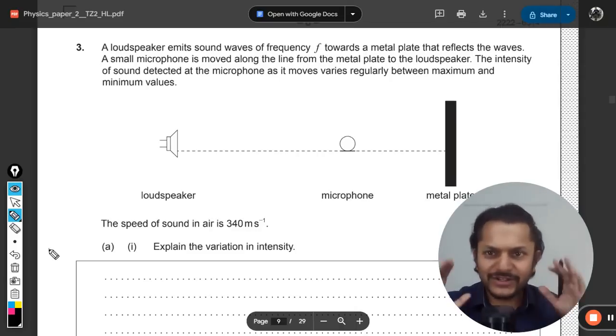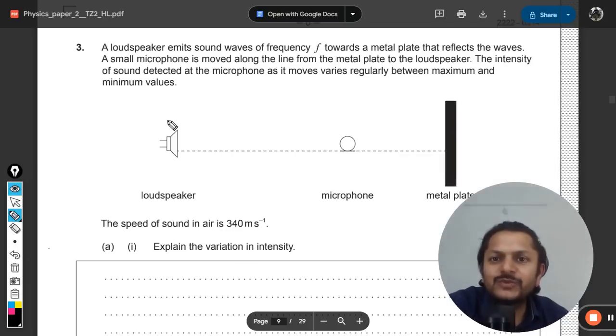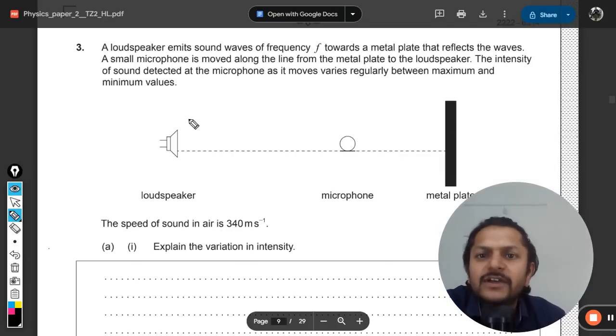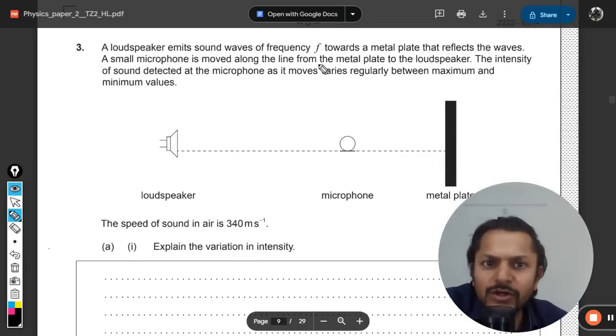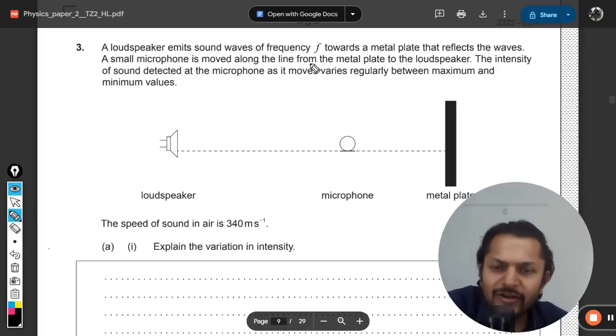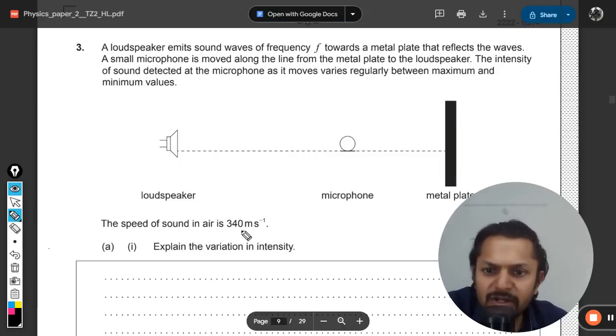Okay, student, let us see what is there in this question. A loudspeaker emits sound waves of frequency f towards a metal plate that reflects the waves. A small microphone is moved along the line from the metal plate to the loudspeaker. The intensity of the sound detected at the microphone as it moves varies regularly between maximum and minimum value. The speed of the sound in the air is 340.